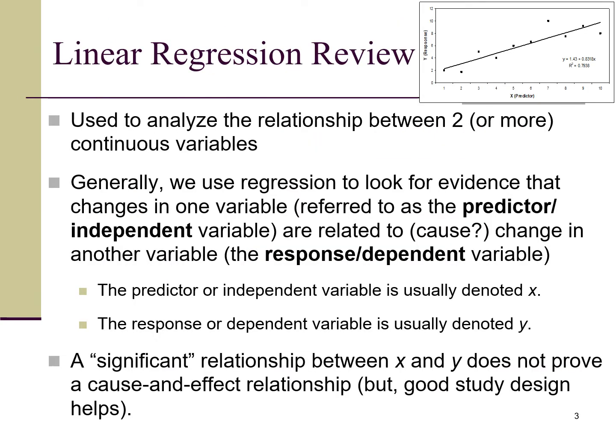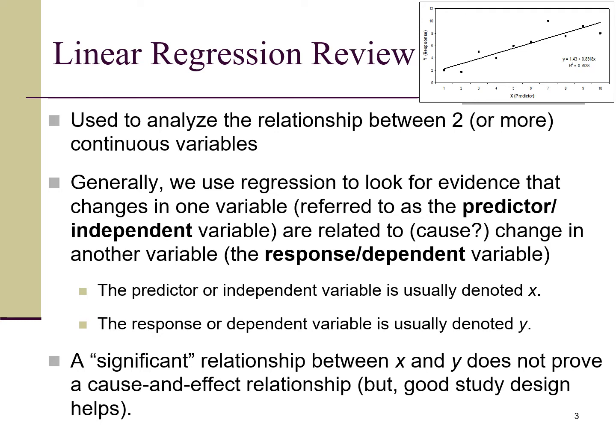So let's review linear regression a bit. It's used to analyze the relationship between two continuous variables, two at a time. We use it to look for evidence that changes in one variable, the independent or predictor variable, are related to change in another variable, the dependent or response variable.